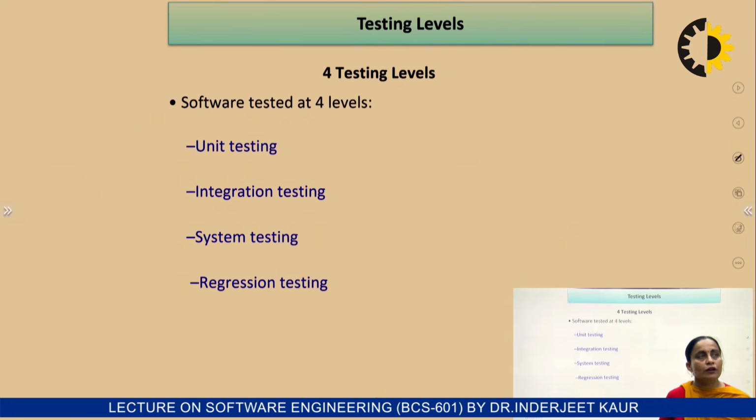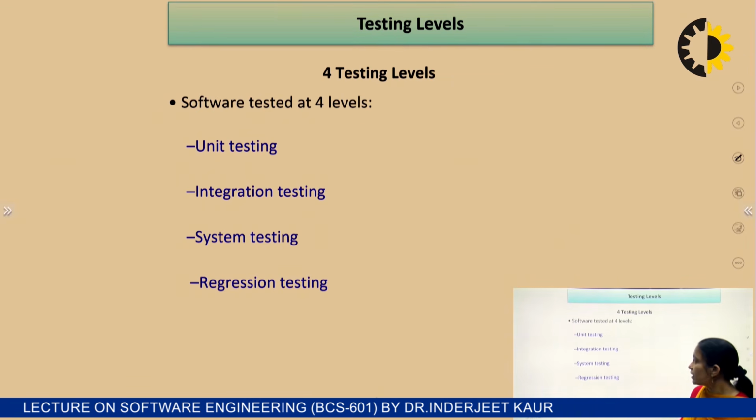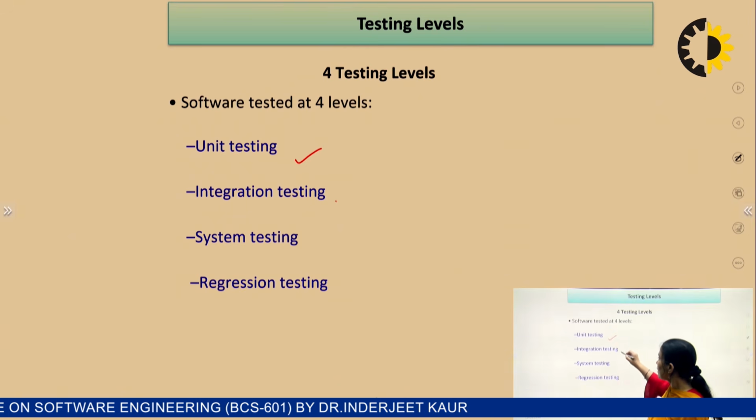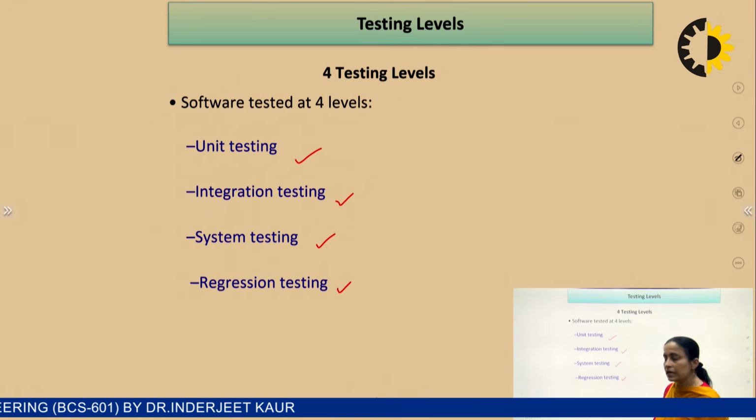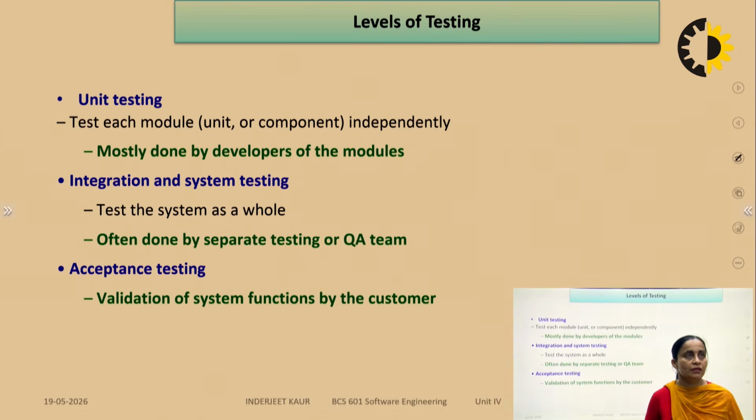So there are four levels of testing. One is unit testing, another is integration testing, then system testing, and lastly regression testing. In this lecture we will cover up to unit testing. In the next series we will move on to the next levels.